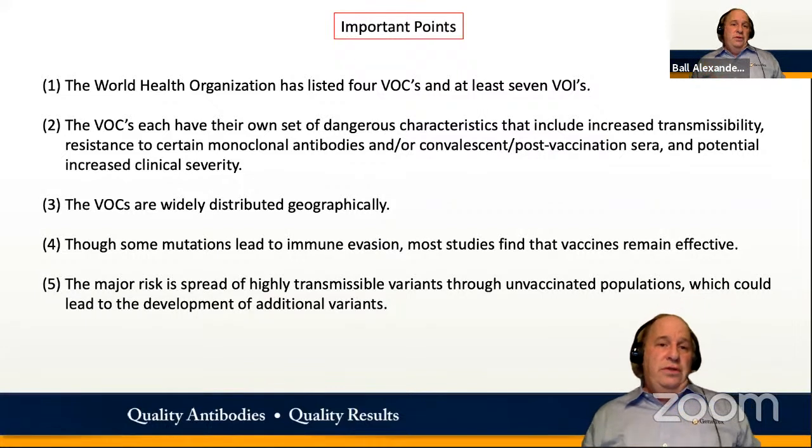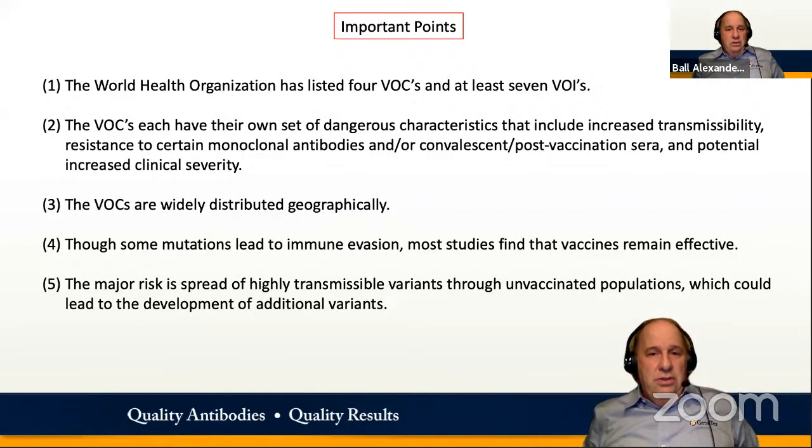So the important points for this part of the talk are that the World Health Organization has listed 4 variants of concern, which we just discussed: alpha, beta, gamma, delta, and at least 7 variants of interest. The VOCs each have their own set of dangerous characteristics that include increased transmissibility, resistance to certain monoclonal antibodies and/or convalescent or post-vaccination sera, and potential increased clinical severity. That was certainly the case with alpha, and based on some of the presentations, that's also the case with delta, although that remains to be seen.